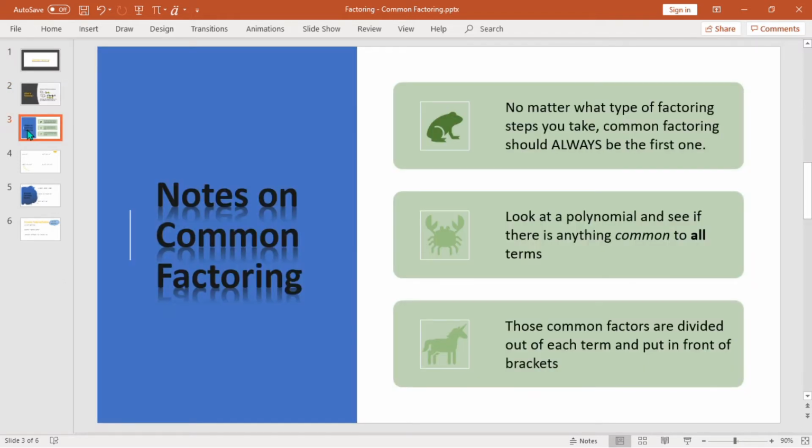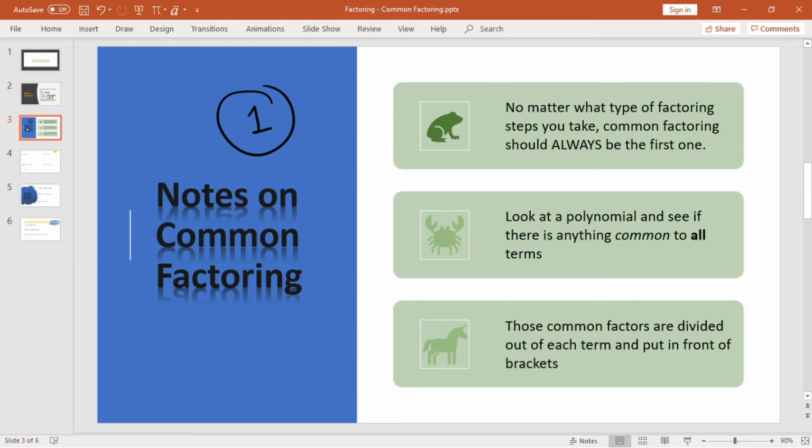Talking about common factoring, this must always be your first step. Always, always, always. No matter what you end up doing factoring-wise, if you do quadratic factoring or difference of squares, do common factoring first. It will make your life a lot easier. You're going to look at a polynomial, a list of things, and see if there's anything that is common to all terms.